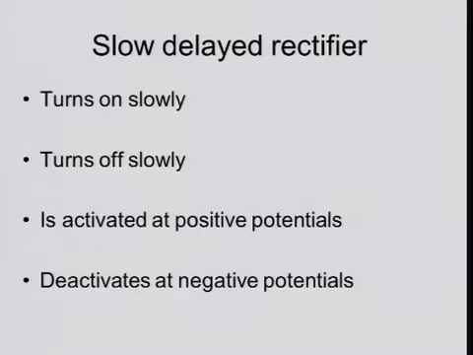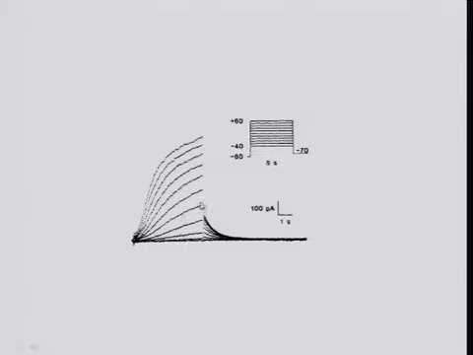It's activated at positive potentials, and then it deactivates at negative potentials. Notice I said deactivates. Deactivation is the reverse of the process of activation. So it turns on with a time course, that's activation. Now, the other currents we showed you were transient. They inactivate. This current does not inactivate, so it just stays open.